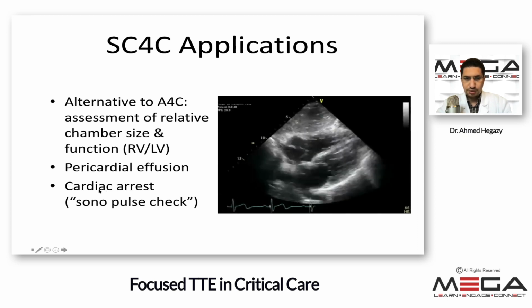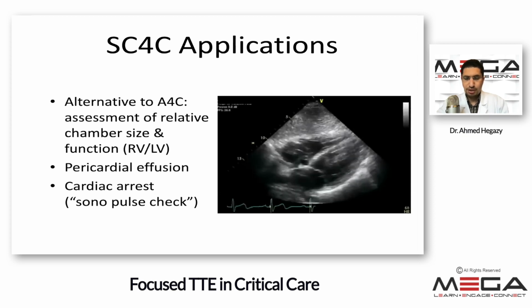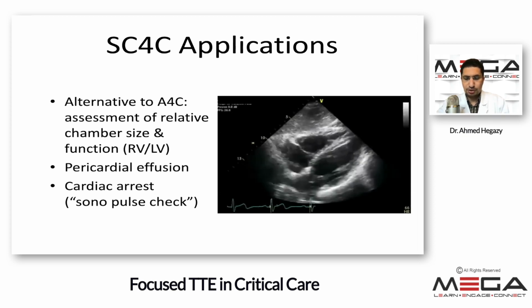You can use this view in the middle of a cardiac arrest as well to do a sono pulse check. The nice thing about this view is that it's underneath the costal margin. It's away from all the commotion happening at the chest if somebody's doing chest compressions. So you can actually situate your probe and get ready to get a good view. As soon as they pause chest compressions for a pulse check, you can assess what the RV and LV are doing. And so that would be the sono pulse check.